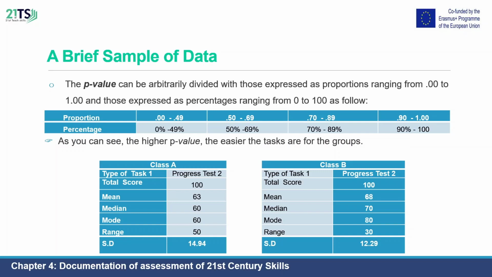This kind of table shows how the proportion and percentage are organized. As you can see, the higher the p-value, the easier the task was for the group. These two tables show the results of students who performed in their progress tests. To understand these, you have to calculate the mean, the median, the mode, the range, and the standard deviation before you discuss the p-values.